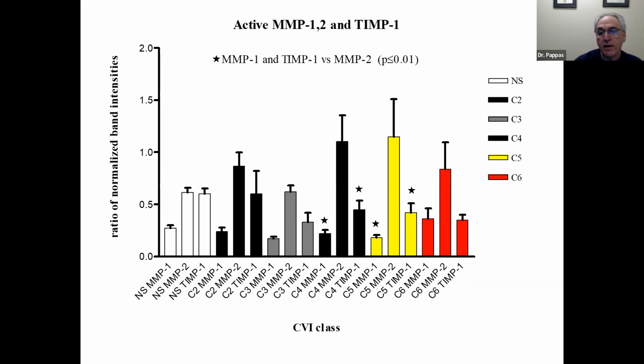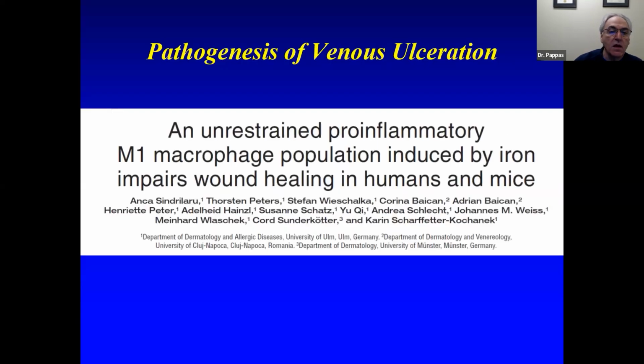And essentially what we found is that's not true. There's really no major difference between the MMP proteins, regardless of your CEAP classification. So this paper, in my opinion, is probably one of the breakthrough papers of the 21st century. This was a very sophisticated basic science investigation looking at macrophages, but more importantly, looking at phenotypes of macrophages.